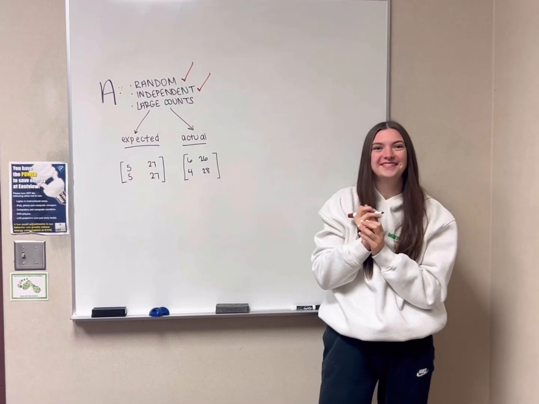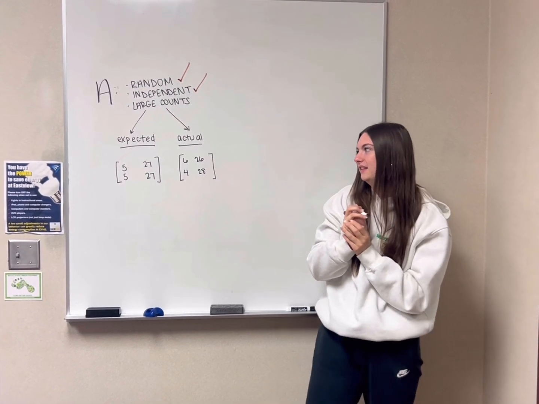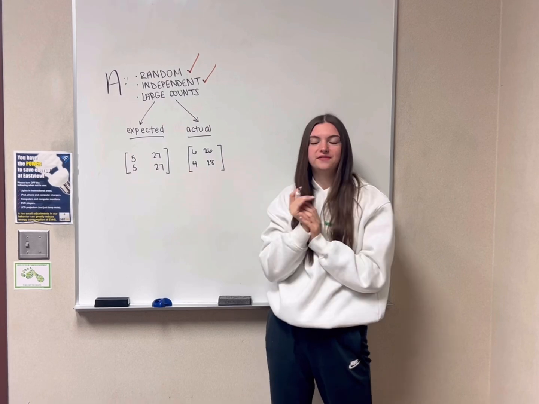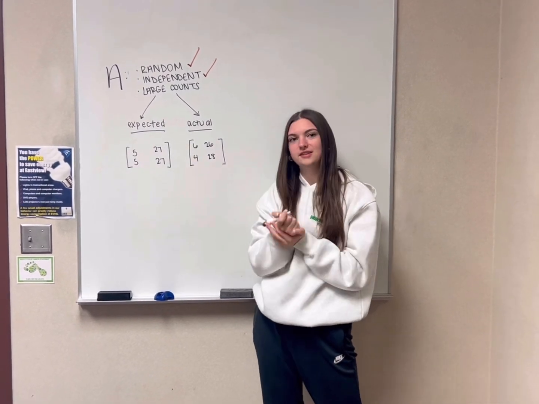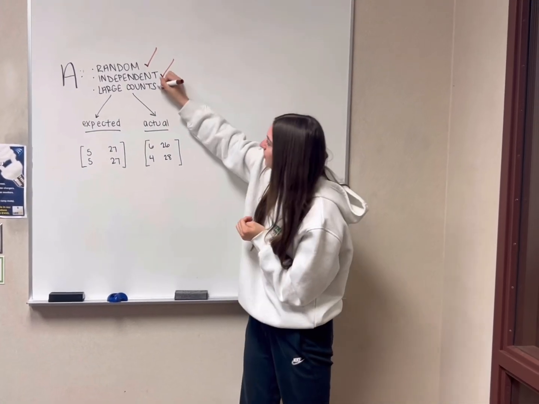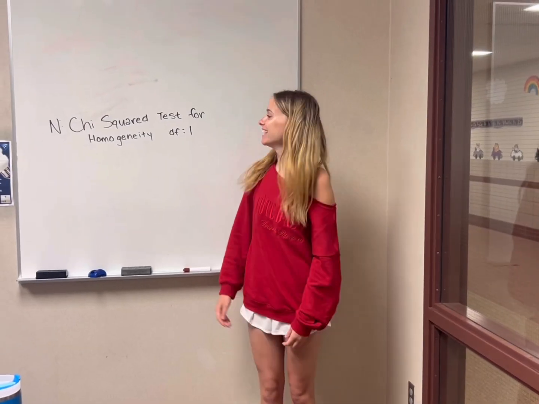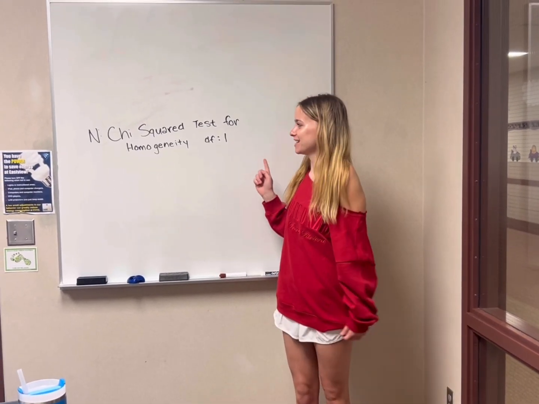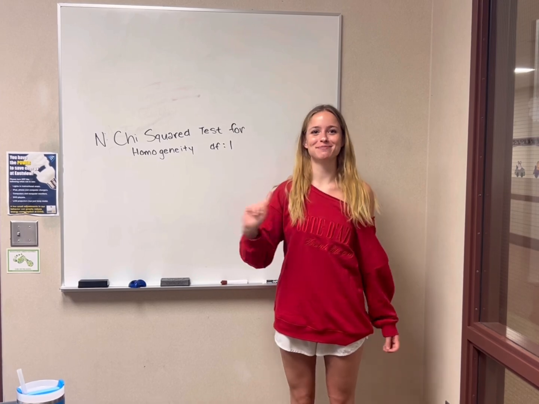And then finally we have our law of large counts, which means that we need all of our expected values to be greater than or equal to 5. As you can see here, 5 is the lowest number, and that's equal to 5, so that means this one is checked as well. Okay, next we got our name for our test, which is the chi-squared test for homogeneity with 1 degree of freedom.